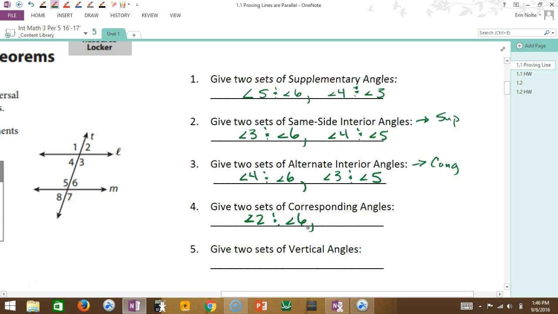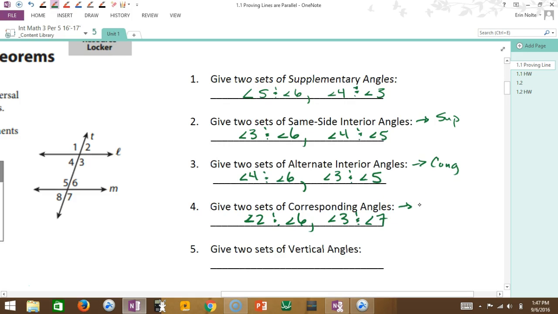Fallon. 3 and 7 are corresponding angles. Are there more than those 2 sets that I just listed? How many sets are there? 4, right? Just 4. In fact, that's not a number.